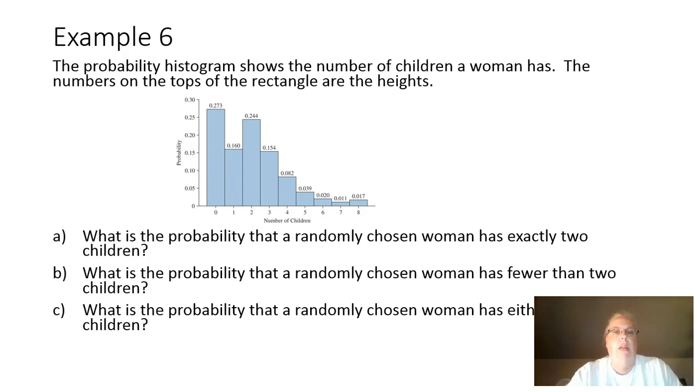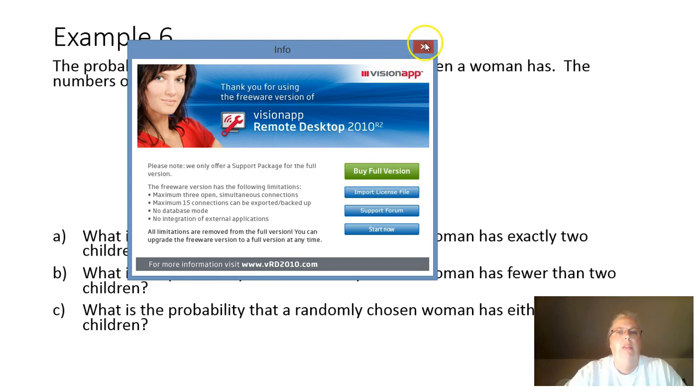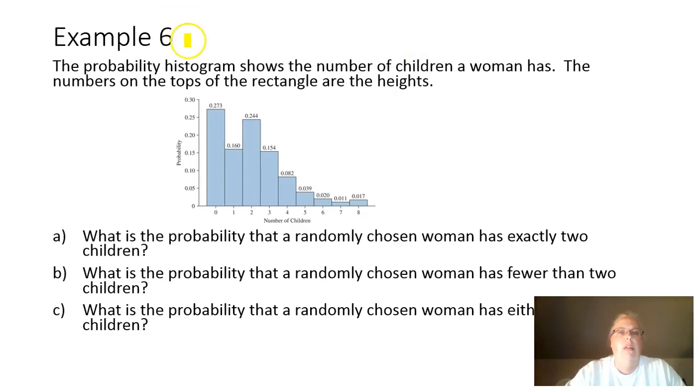Example 6. The probability histogram shows the number of children a woman has. The numbers on the tops of the rectangle are the heights. A. What is the probability that a randomly chosen woman has exactly 2 children? Well, if we go to the top of the histogram, that's going to give us at the top of the 2 right here. So the probability that a woman has exactly 2 children is going to be 0.244.